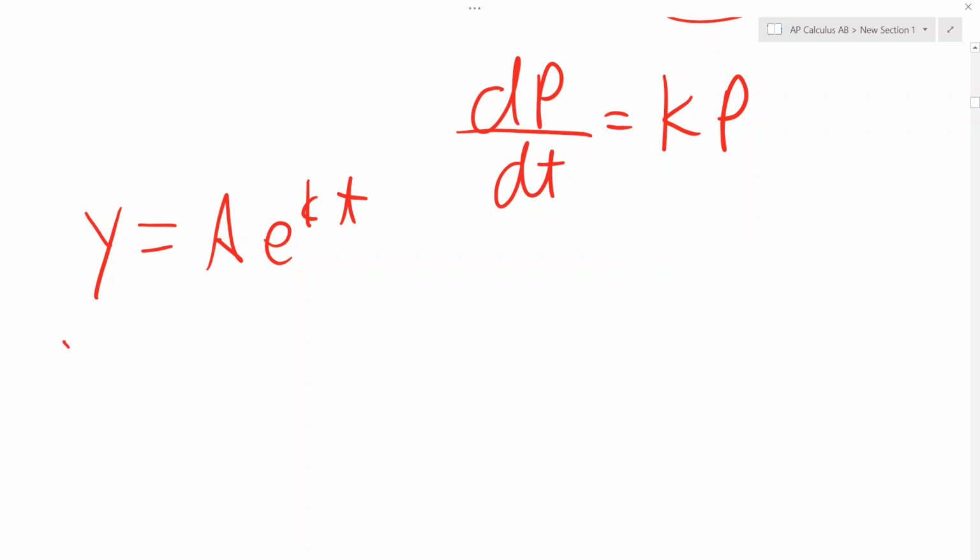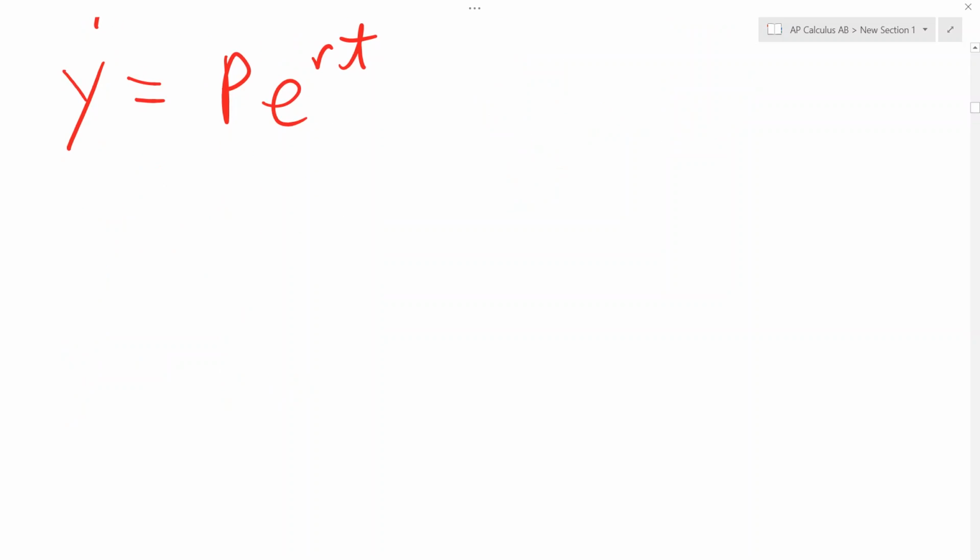That's just different letters for something you've seen before, probably in pre-calc, Pe^(rt). That's the same exact thing. That just comes from the fact that it grows proportional to how much you put into the bank. Okay, a little weird. So differential equations pop up in all kinds of different scenarios. Anytime you can think about the rate of change of something, it pops up into a differential equation.